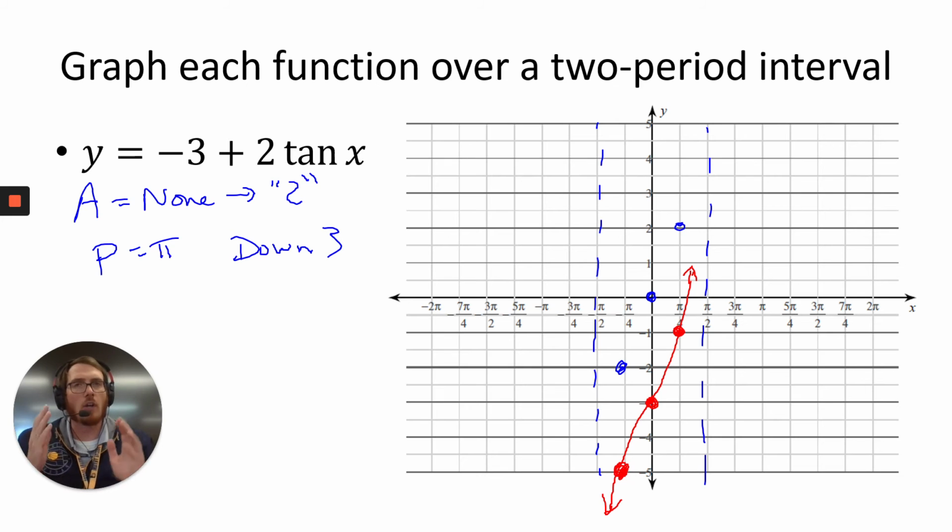So the translation ideas are all identical to the sine and cosine graphs, but it's important to realize the pi divided by b versus 2 pi divided by b, and the asymptotes really will help you figure out where everything is located for tangent and cotangent.